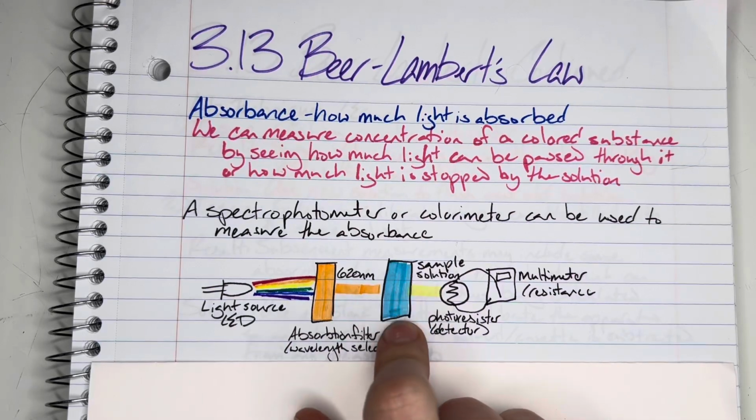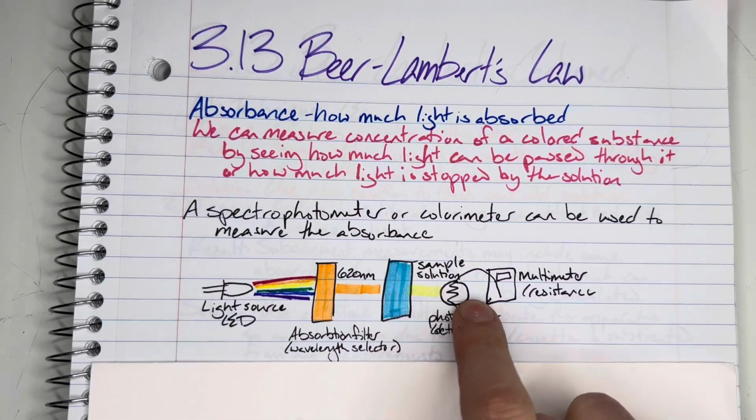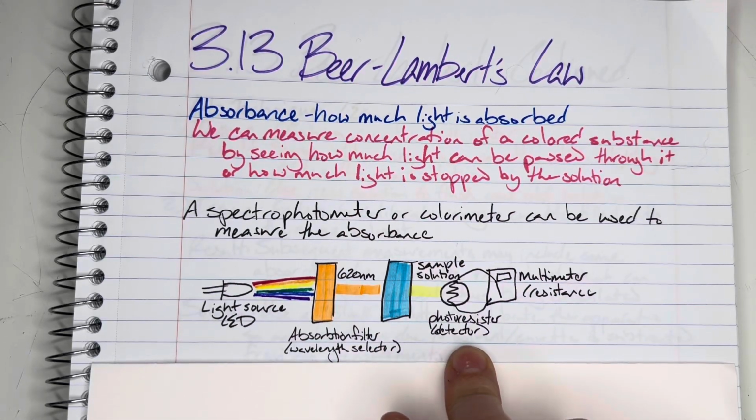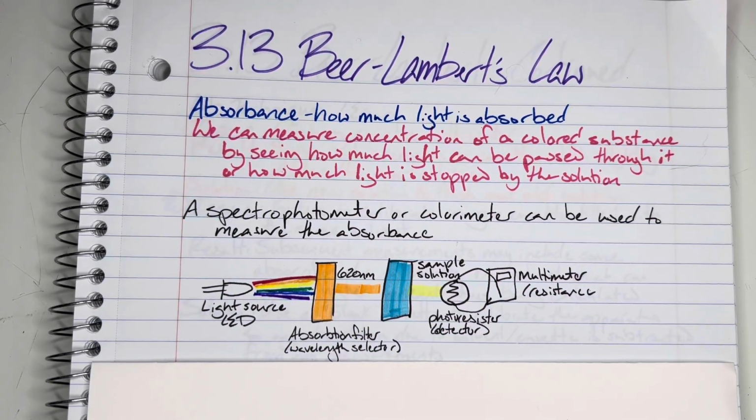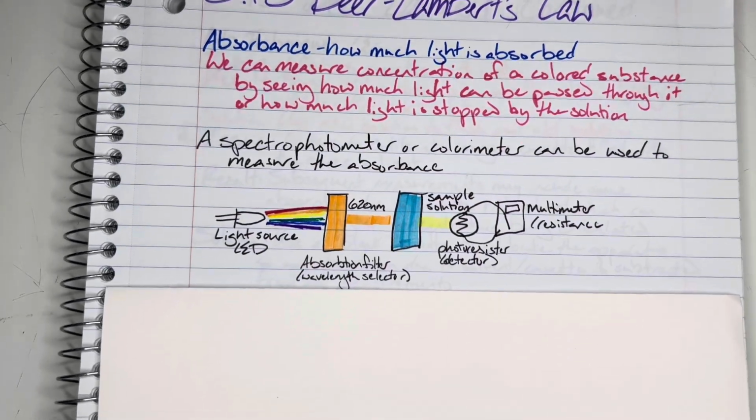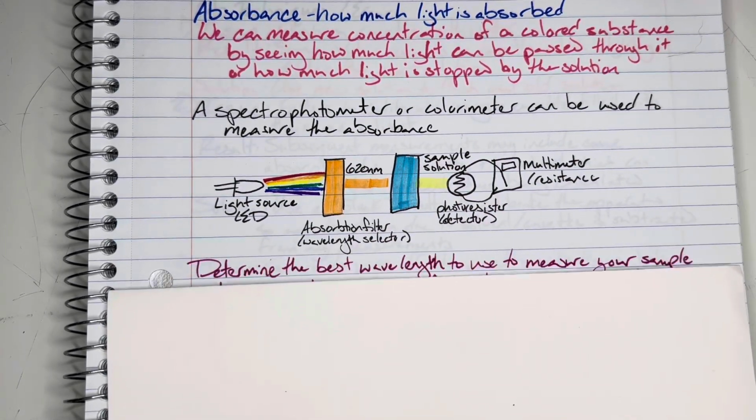Then we will have our sample solution, and that light will pass through the sample solution into a photoresistor, otherwise known as our detector, which will then go into a multimeter which will read for resistance, and that's what the inside of a spectrophotometer or colorimeter will look like.